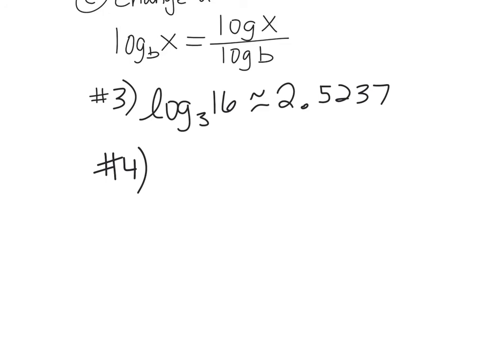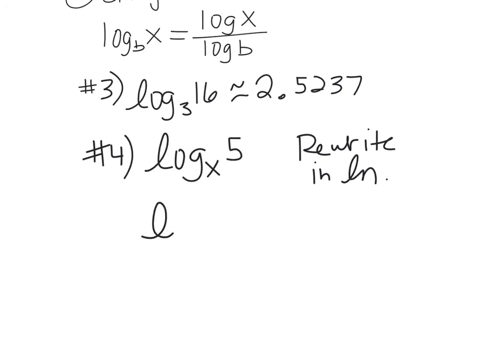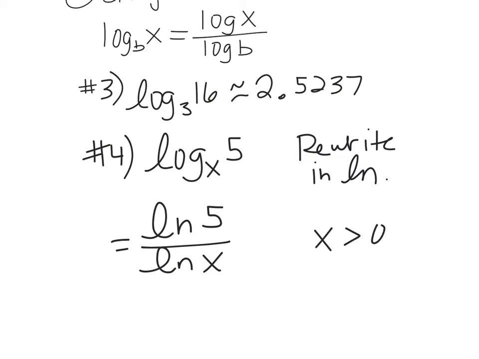So they might ask you to take something like this, log base x of 5, and rewrite this in natural log. Okay, so you're just going to use your change of base formula that I just gave you. So you would write natural log of 5 divided by the natural log of x, as long as x is greater than 0. Okay? All right, that's it.